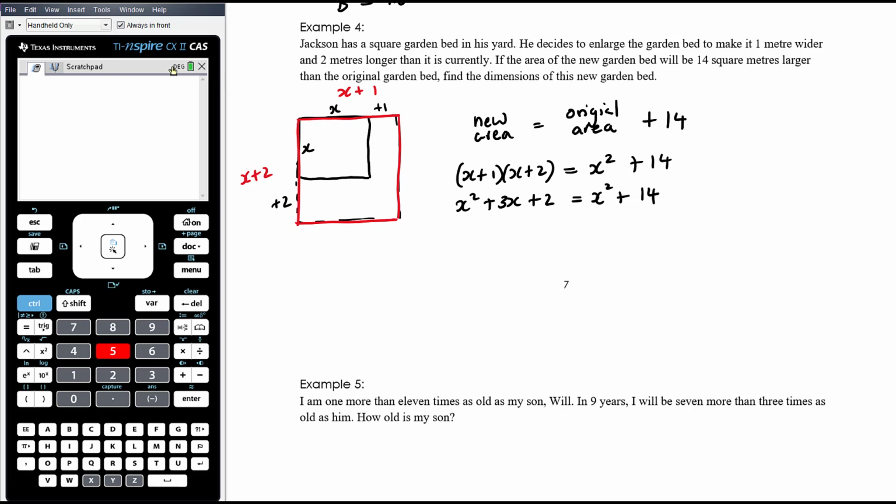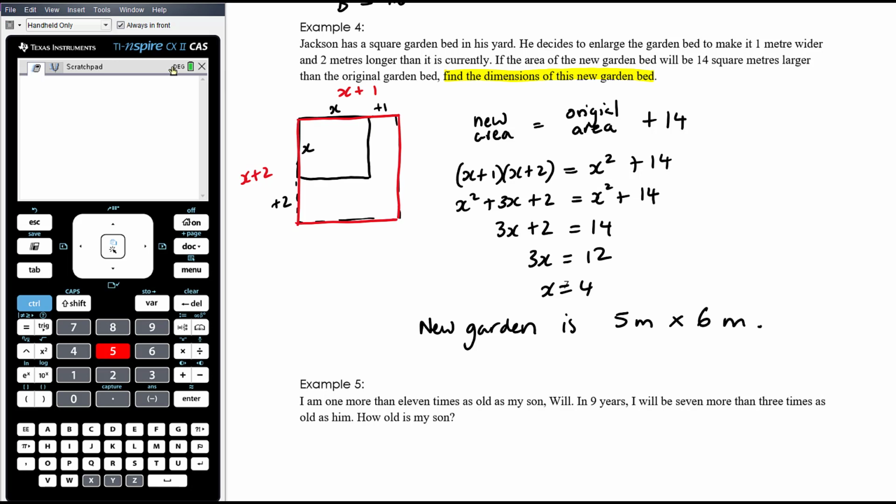Okay, we can take away x squared from both sides, so it looks like it might be a quadratic equation, but it's actually not. Take away 2 from both sides, and divide both sides by 3, so x equals 4. Now let's go back and see what the question actually asked us for: find the dimensions of the new garden bed. The original garden bed was 4 by 4. The new garden bed is x plus 1, so 4 plus 1, which is 5 metres, by x plus 2, 6 metres. Again, you should be able to check. The original one was 4 by 4, so that's 16 square metres, and the new garden bed is 5 by 6, which is 30 square metres, so that is 14 square metres bigger.